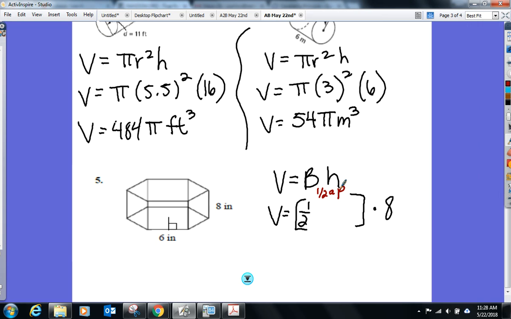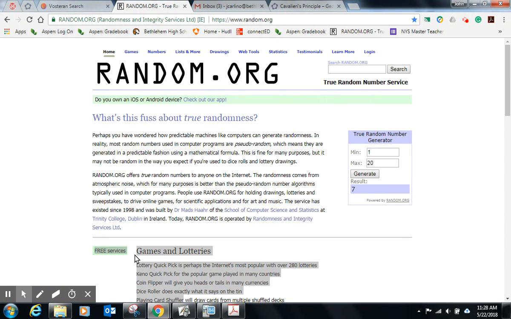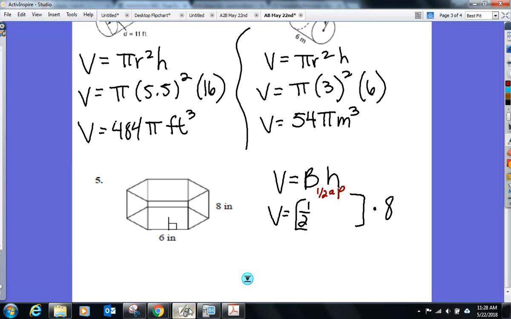Most of you are probably using 1/2 a p. What's the perimeter of that base? Here you go, 12 perimeter of that base. What is it? 36, yep. And Emma, did you find the apothem length? 3 radical 3, yep. And then 8 is the height of the prism.